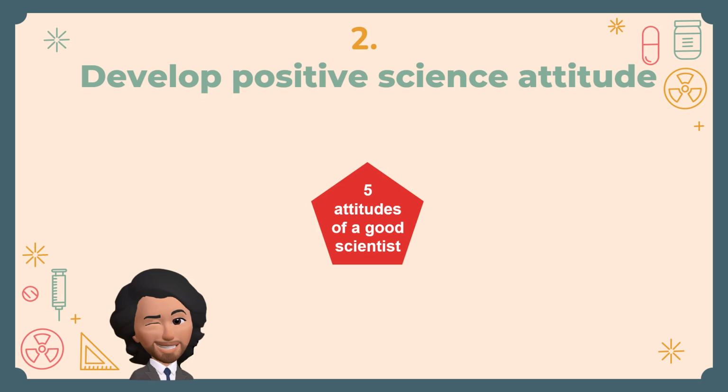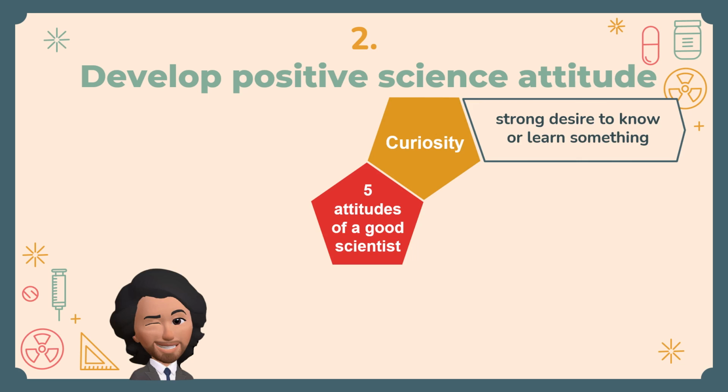Let's proceed to the second point of the effects of teaching science using experiment and laboratory skills, which is developing a positive science attitude. There are 5 attitudes a good scientist must possess, the first one being curiosity, which means a strong desire to know or learn something. This attitude will help students show interest and pay particular attention to objects or events.